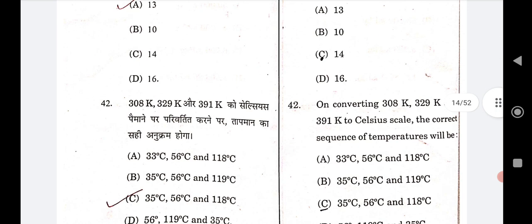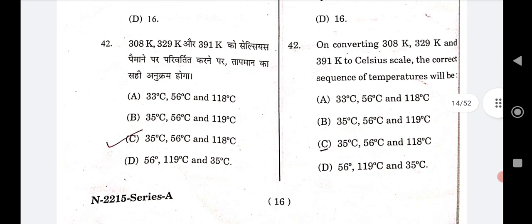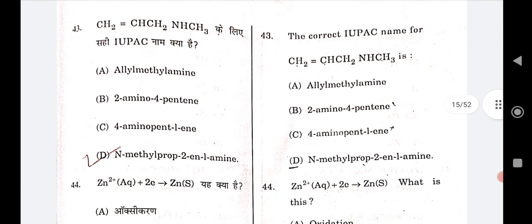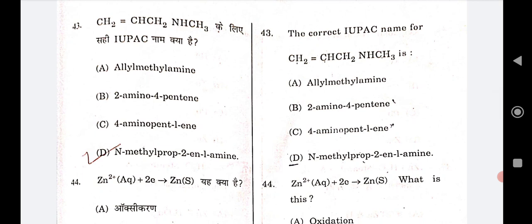Next question: on converting 300K, 329K and 391K to Celsius scale, the correct sequence of temperatures will be, so C is the correct one: 35 degrees Celsius, 56 degrees Celsius and 118 degrees Celsius. Right. Next question: the correct IUPAC name for CH2=CH-CH2-NH-CH3. The correct option is D, that is N-methylprop-2-en-1-amine. D is the correct one here.